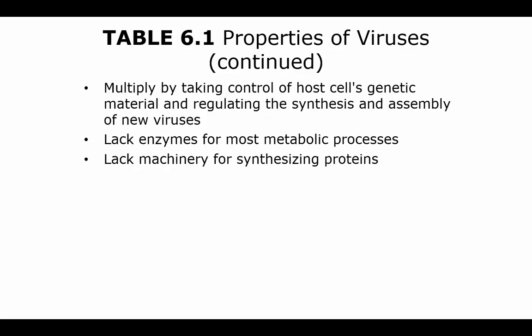They multiply because they take control of the host cell's genetic material, and they replicate and make new viruses. They don't have any enzymes for any of the other metabolic processes, and they can't make their own protein. They are totally dependent on having that host cell to replicate, to make enough viruses so that they can go out and find host cells and replicate some more.